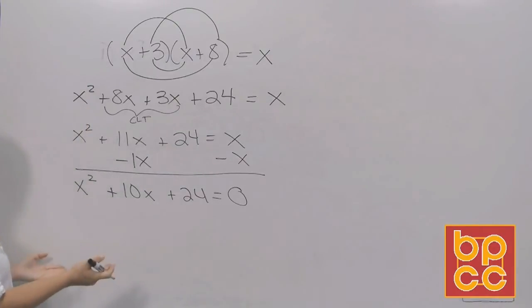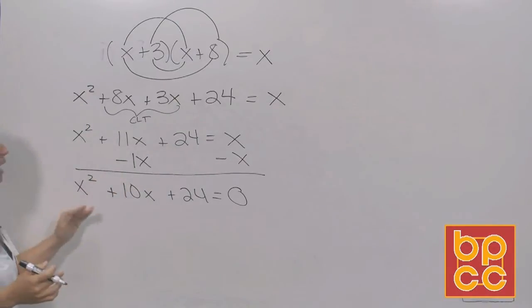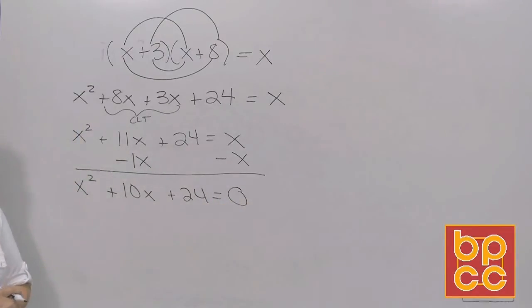Now if you look, we're going to factor. So we did everything for step 1. We got our equation equal to 0. To factor, let's go through the rules. Is there a GCF?